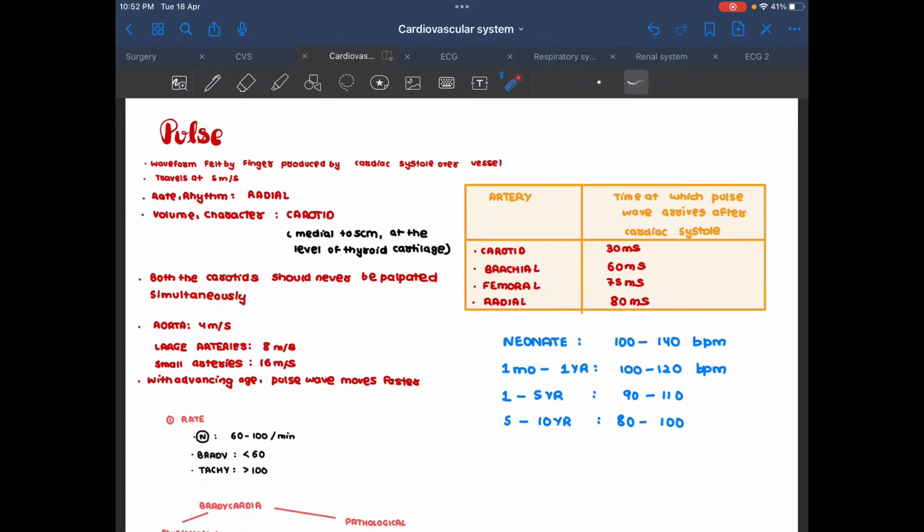Okay. Pulse waveform. So what is the definition? It's a waveform felt by the finger produced by cardiac systole over the vessel. So it's a waveform which is felt by the vessel. Okay. Let me just tell you one more thing very clearly, right at the outset. Pulse is a waveform. Okay. It's not the actual blood.